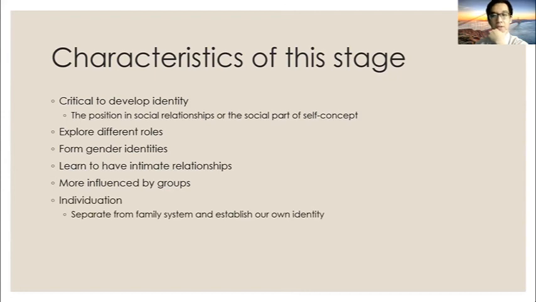And this process is also called individuation. It means that they are separate from the family. They are not part of the family anymore. They start to build their own identity. They start to realize that they are individuals. They are separate from their parents. They behave based on their own will. They need to bear the consequences of their own choices. So that's the process of individuation.